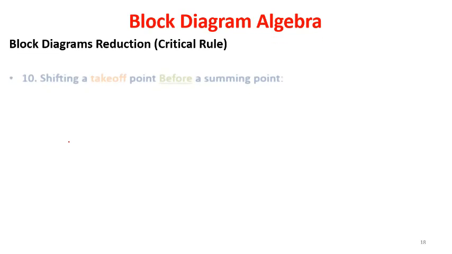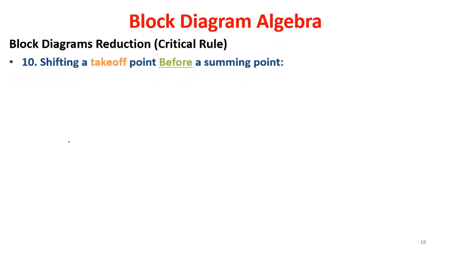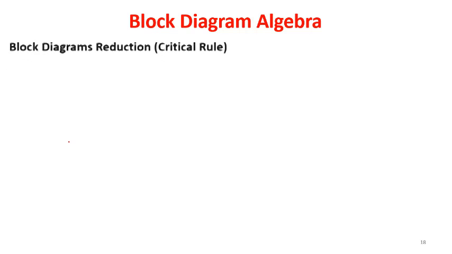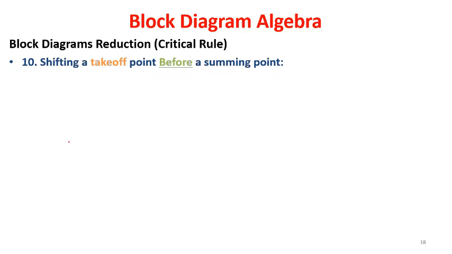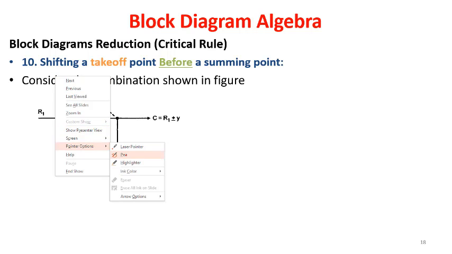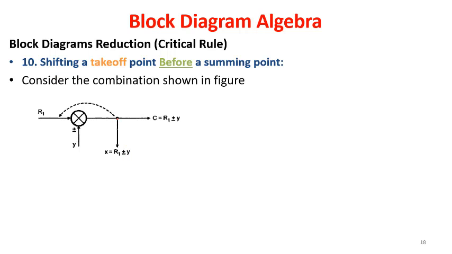Next, one more critical rule, that is rule number 10, shifting a takeoff point before a summing point. Let's consider the combination shown in the figure. Here we are supposed to shift the takeoff point before the summing point.